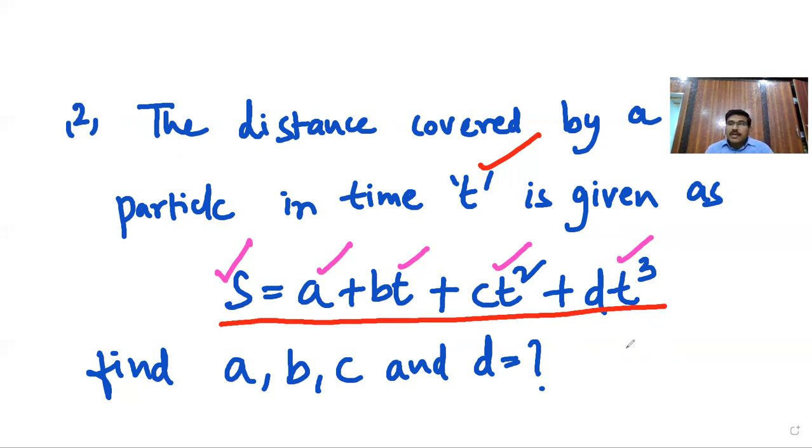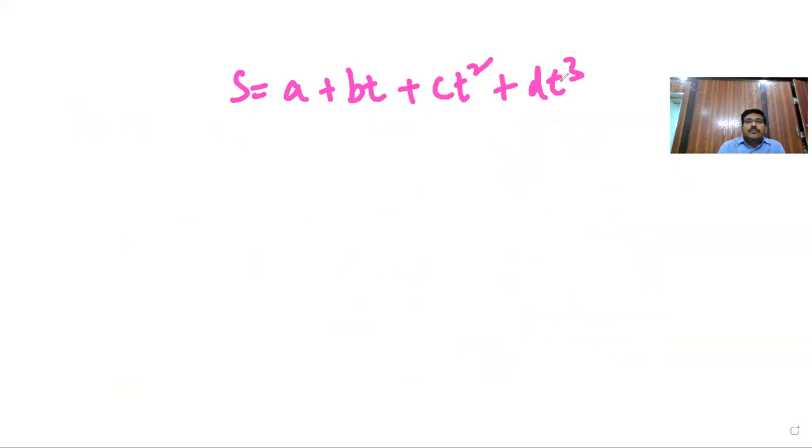This is known as the principle of homogeneity. Clear? Let us solve this question. What is the equation given? S is equal to A plus BT plus CT square plus DT cube. That means each term in this expression should have the same dimension.